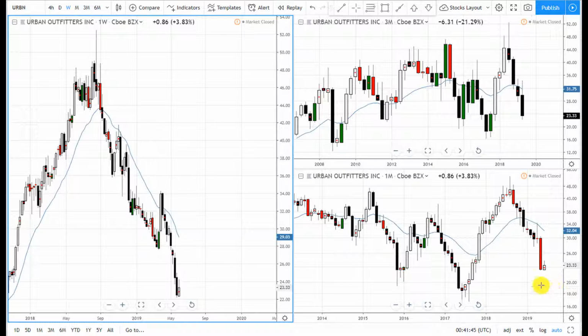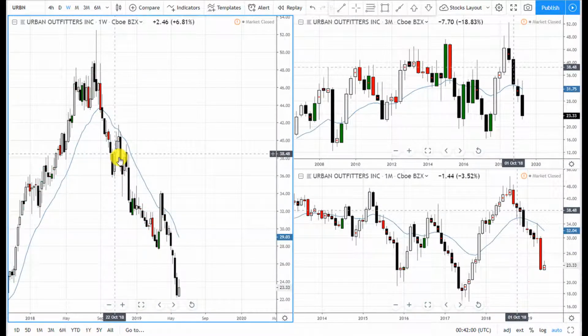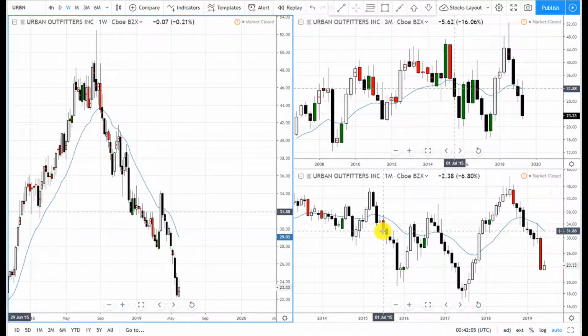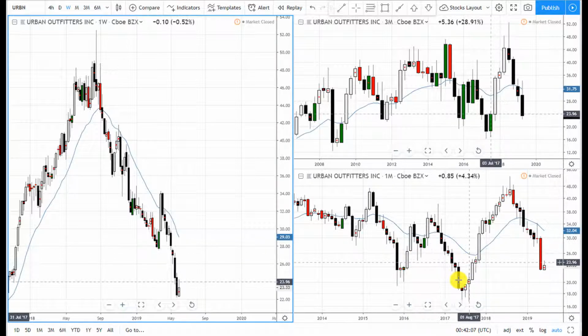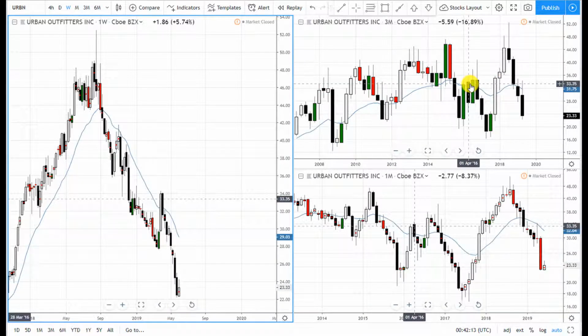Okay, today we're going to take a look at the chart of Urban Outfitters. This is a US stock, ticker symbol URBN. On the left-hand side, this is the weekly chart. Every candle is 1 week. In the bottom right-hand corner, every candle is 1 month. And in the upper right-hand corner, every candle is 3 months. It's a very long term chart.